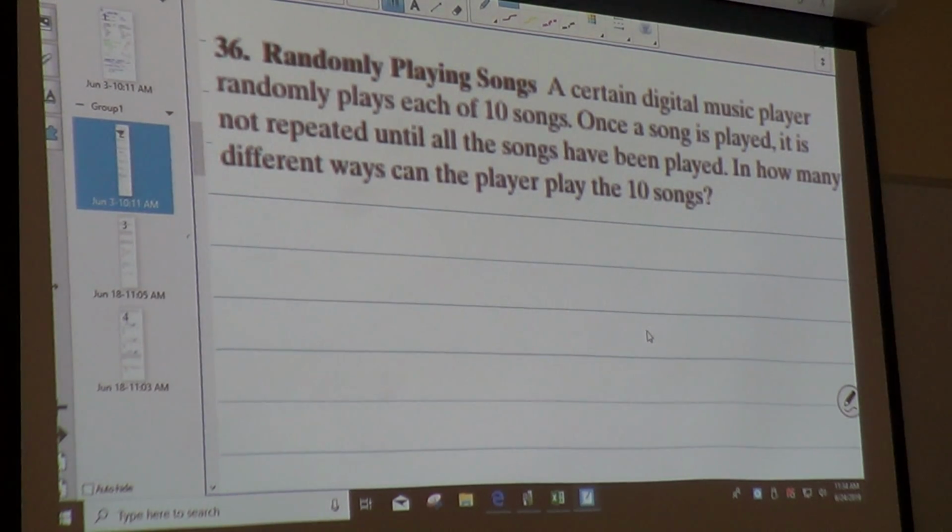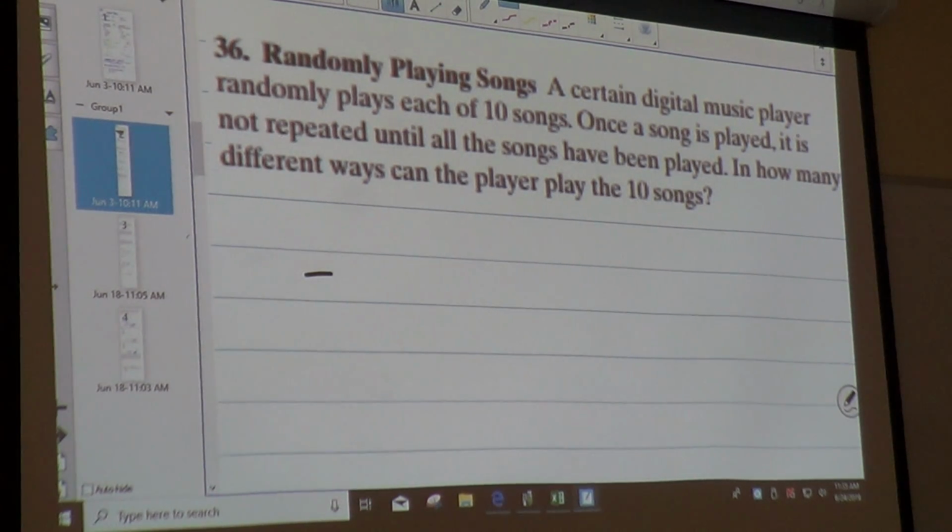What do you think? Does order matter? Do you think this is going to be an NPR, NCR, or a blank problem? NCR. Because it's not repeated. Now, NCR and NPR are only going to be if the order matters or not. Oh, so still an NPR.